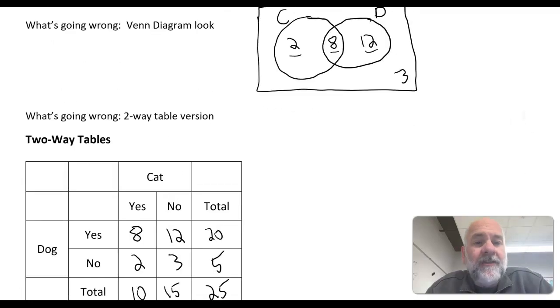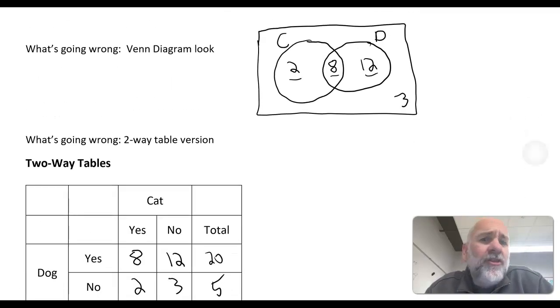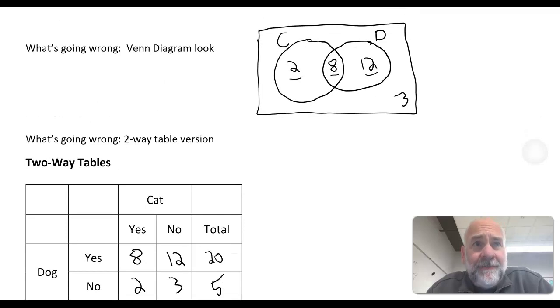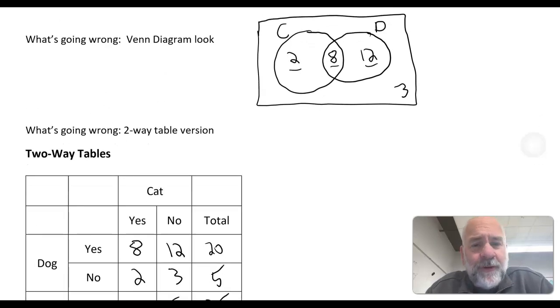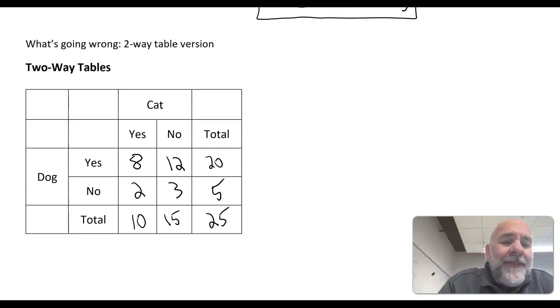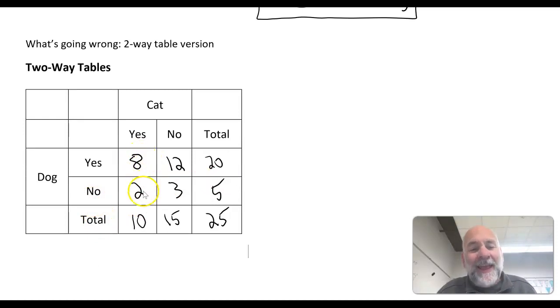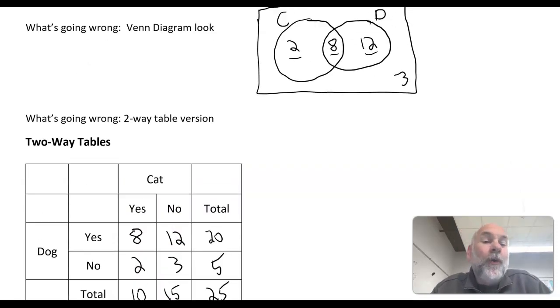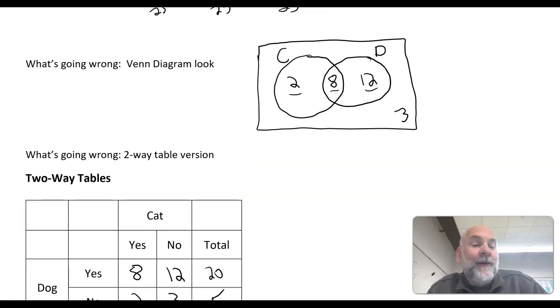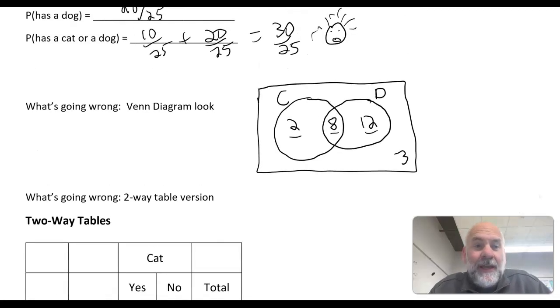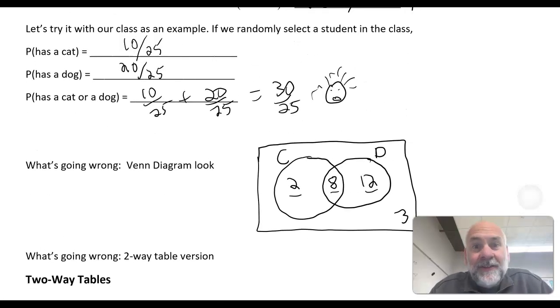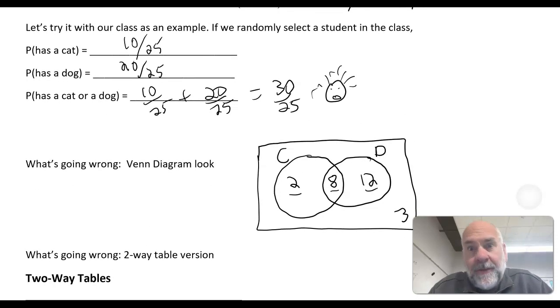You don't have to be a specialist in either one of them. You should be a little familiar with each at the very least, and you can have one that you prefer doing. So when we add the 10 and the 20 to get our 30, when we did it before, we were adding the 8 twice. We were adding the 8 in this column, and we were adding the 8 in this row, and you can't count those people twice. So that's what's going wrong, both in a Venn diagram look and a two-way table look, in why we can't do the addition rule this simply.